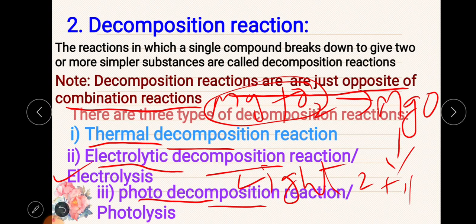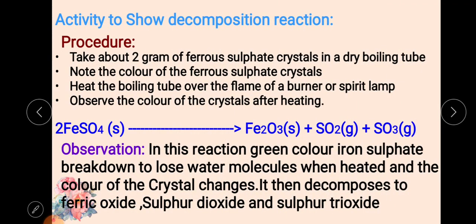So let us see the video, let us see the activity. First, what is a decomposition reaction? The activity to show the decomposition reaction. The procedure is to take about 2 grams of ferrous sulfate crystals in a dry boiling tube and note the color of the ferrous sulfate crystals. What is the color of the ferrous sulfate crystals? Green. The color of ferrous sulfate crystal is green because ferrous sulfate is also called green vitriol.